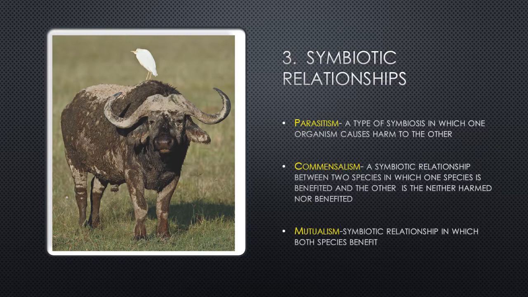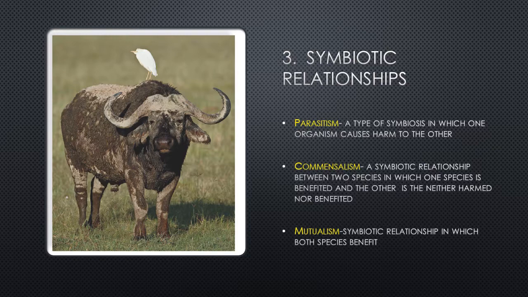Okay, symbiotic relationships. Symbiotic relationships come in 3 different types. There's parasitism, commensalism, and mutualism. So in parasitism, that's a type of symbiosis where only one organism is benefited. The other one is either harmed or killed. We know about parasites. That makes sense.